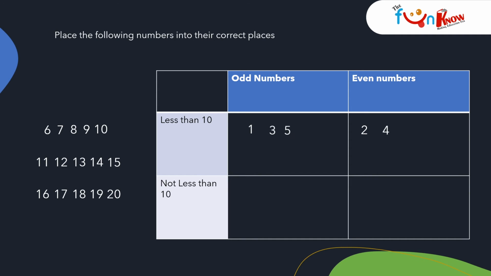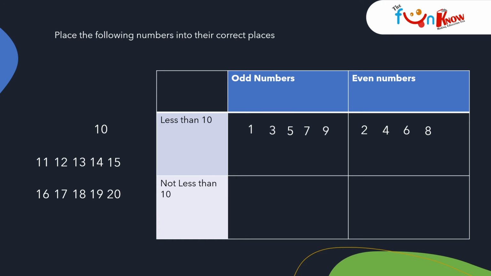Yes. Go for the 6. Yes, 6 is even and it is less than 10. Go for the 7. 7 is odd and it is less than 10. Go for the 8. It is even and it is less than 10. Go for the 9. Very good, students. 9 is odd and less than 10.